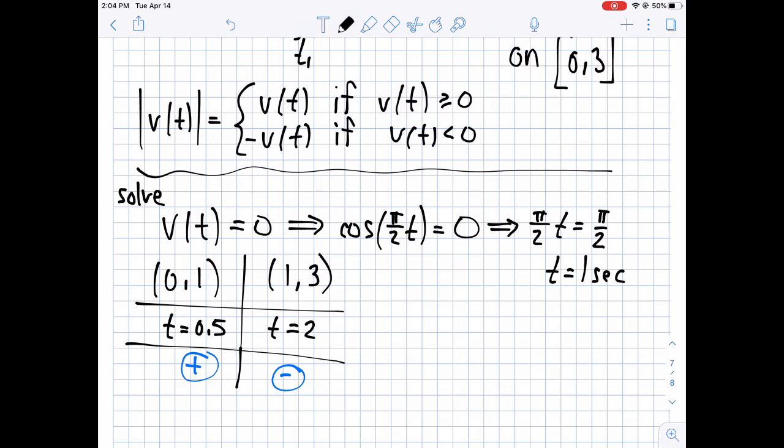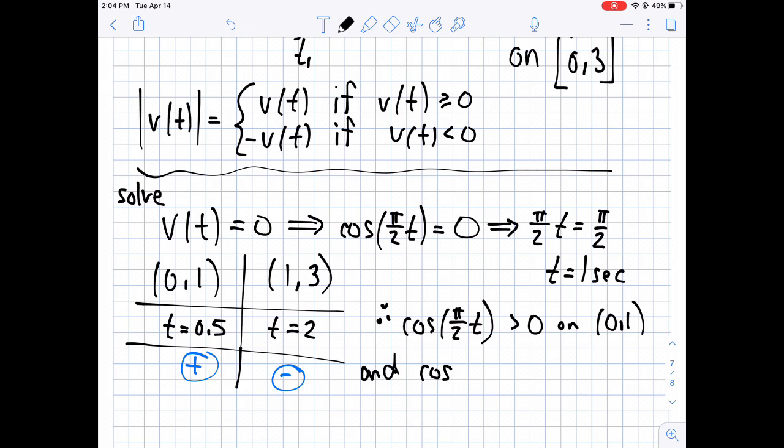So really, we know that our cos function goes from positive to negative at t equal to 1 second, and we could sort of summarize that here. We know that cos of pi over 2t is larger than 0 on the interval from 0 to 1.